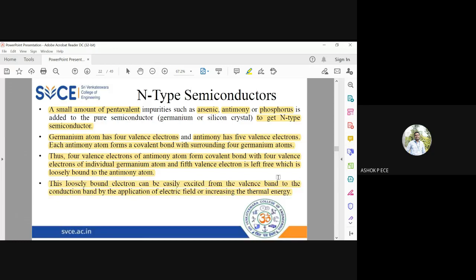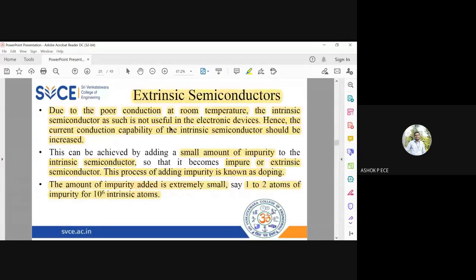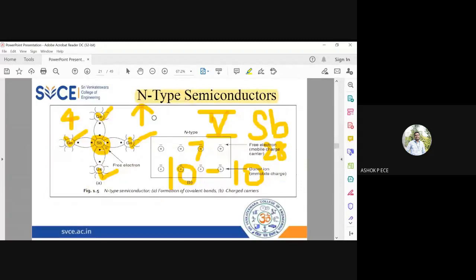Very, very important. For intrinsic we are not bothered because the conductivity is very poor, but for extrinsic you should clearly know what doping is, how much impurity I am going to add, and based on the impurity type, I have N type and P type. When you add N type impurities, the number of electrons will be more. When you add P type impurity, the number of holes will be more.